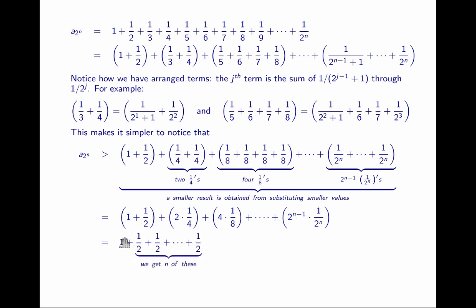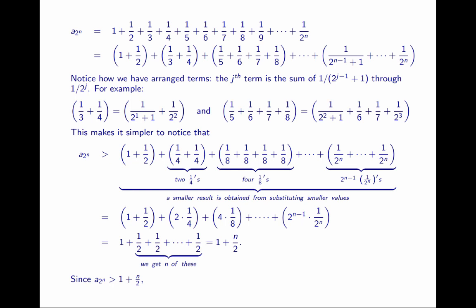Now, of course, 1 plus half, that remains. 2 quarters, that's half. 4 eighths, that's half. If I had gone on, this would have been 8 sixteenths, that's half. This also is half. I get 1 plus half plus half plus half plus half plus half. In fact, I get n halves. So that's equal to 1 plus n over 2. So 1 plus n over 2 is a lower bound for entries of my sequence corresponding to a power of 2 index.